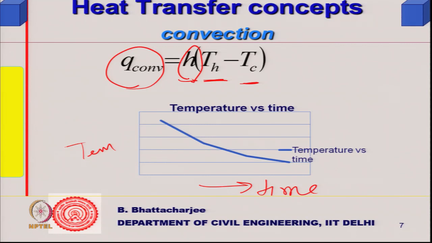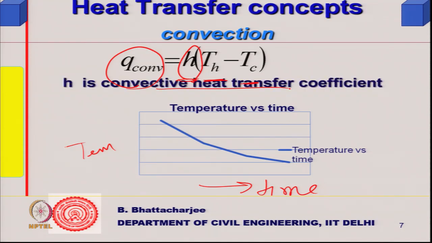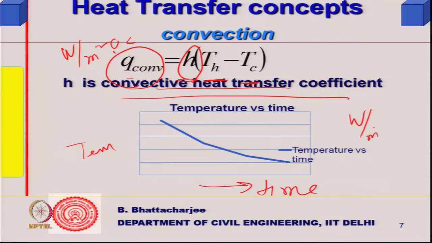I had something similar I talked about earlier when I was talking of relative humidity. So, H is the convective heat transfer coefficient. This is the one dimensional convective heat transfer again. We used it sometime earlier, and what will be its unit? This is watt per meter square, per degree centigrade or Kelvin, whatever you call it. So, watt per meter square degree centigrade is the unit of H.